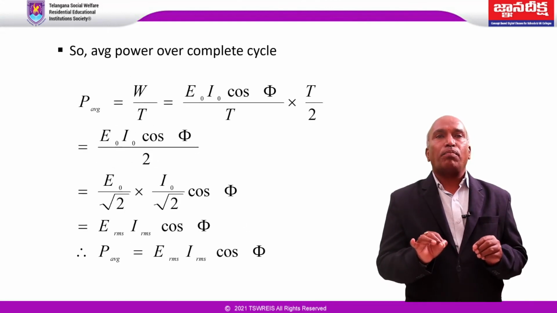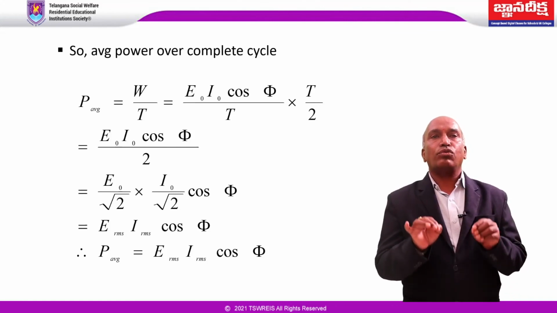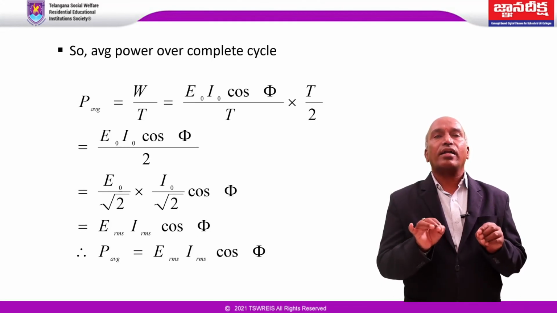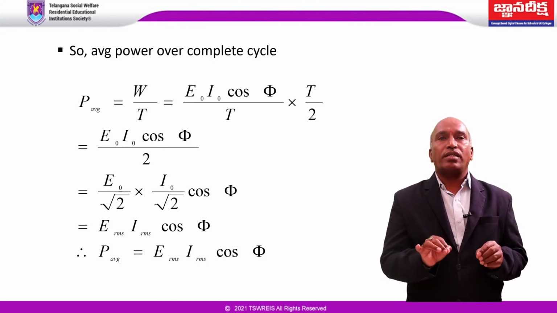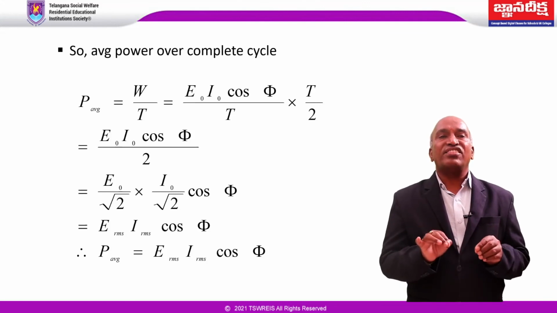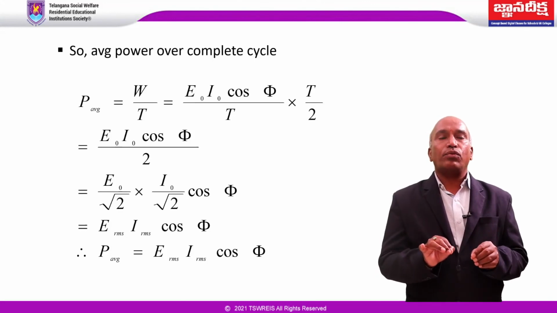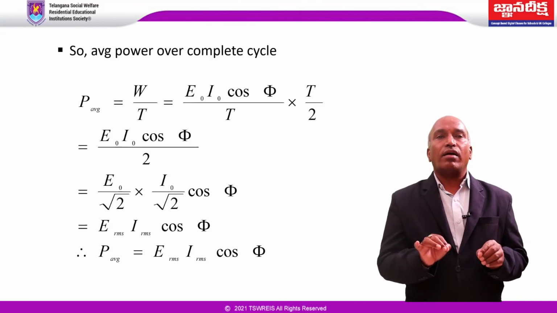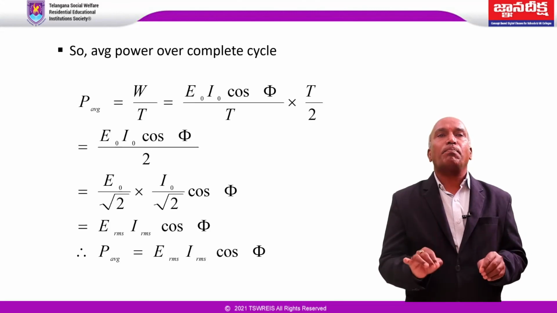So, average power over one complete cycle P average is equal to W by T. In this expression, W is the electric energy or work done, equal to E naught I naught cos phi by capital T into capital T by 2, that is equal to E naught I naught cos phi by 2, that is equal to E naught by root 2 into I naught by root 2 cos phi, that is equal to E RMS I RMS cos phi. Therefore, P average is equal to E RMS I RMS cos phi.